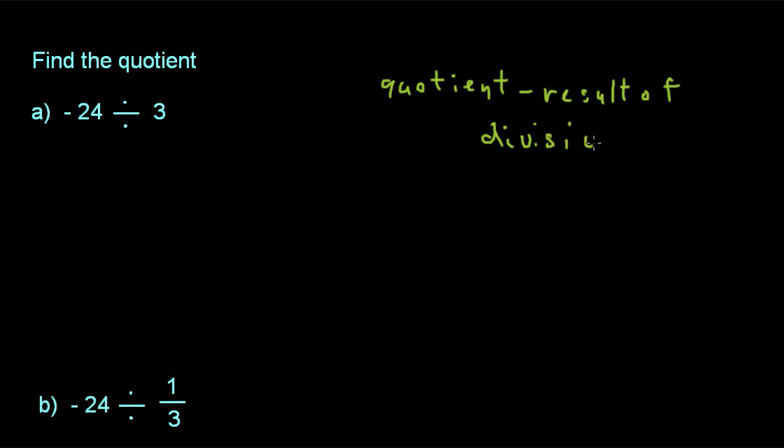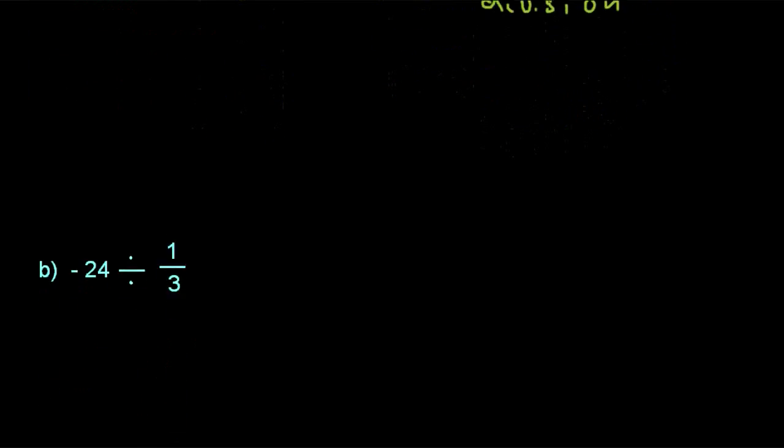And so looking over at our problem, we want to find the quotient or the answer to this problem, and it's just 24 divided by 3. That's 8. And we use the same rules as we did for multiplication. The signs are different here, so when the signs are different your answer is -8. Okay, how about the next problem?